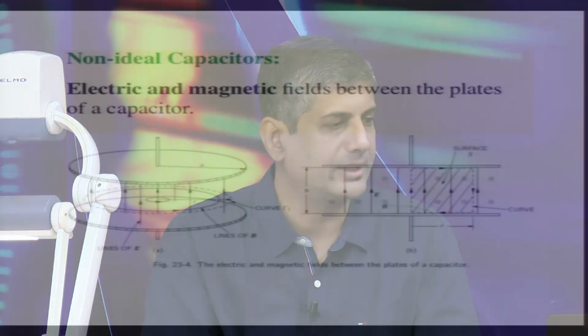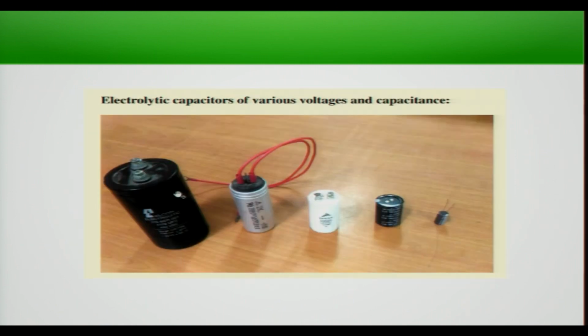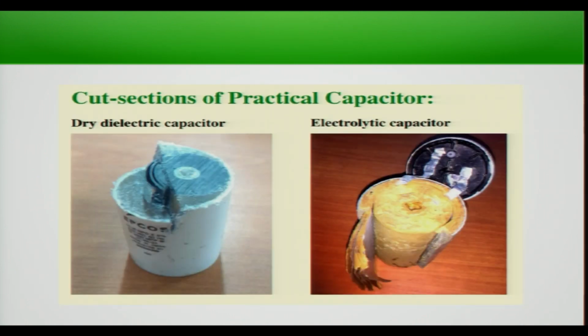Now, in fact a real life capacitor, if you look at the photograph of a real life capacitor, can you show that? These are the capacitors which you normally come across. These are small capacitors. You also have electrolytic capacitors in which there is an electrolytic paste, and if you make a cutaway section of a dry dielectric capacitor, we do not really see parallel plates. What you in fact see is a thin metallic foil, separated by a very thin dielectric, and it is all coiled around.